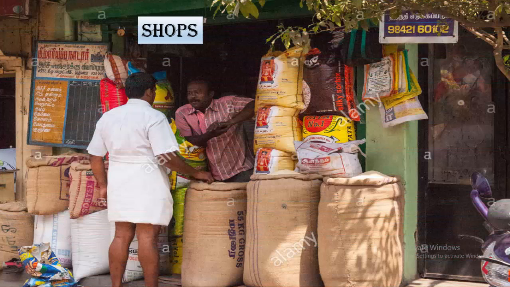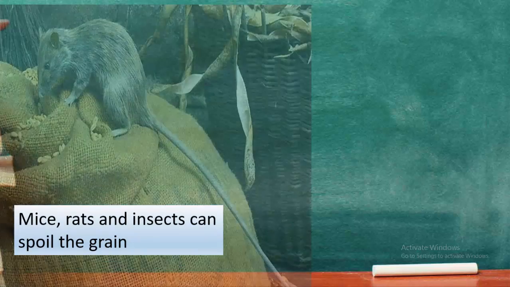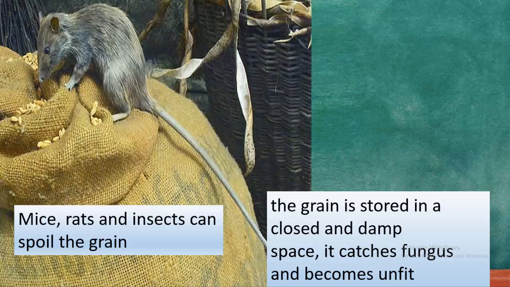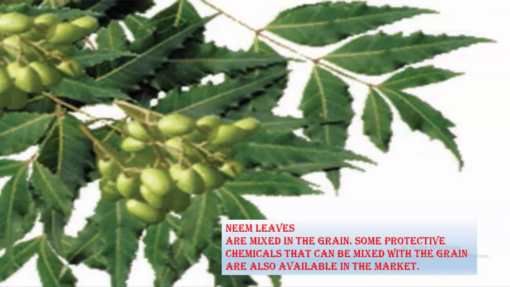But students, stored grain also can be damaged in two ways. First is mice and rats and insects can spoil the grain to a great extent, or if the grain is stored in a closed or damp space, it catches fungus and becomes unfit for eating. So to prevent such damage by pests, chemicals are sprayed at the place of storage or all around it, or neem leaves are mixed in the grain. Some protective chemicals also can be mixed with the grain and are available in the market. So their smell repels insects. Storage places are always kept dry and airy to prevent fungus.